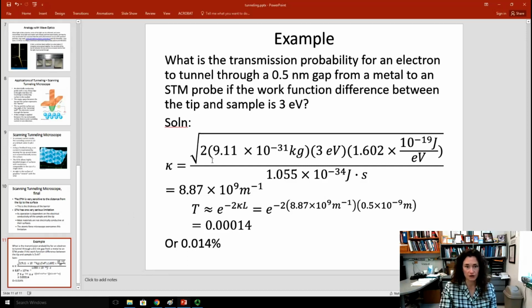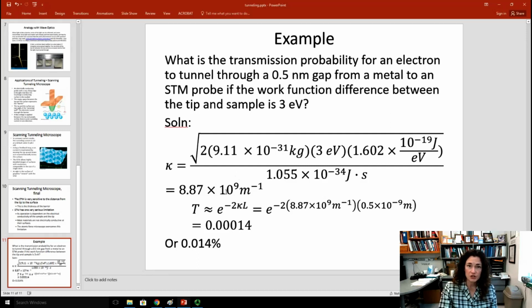So I'm plugging in here 2 times the mass of an electron, 9.11 times 10 to the minus 31 kilograms. And the difference, V0 minus E, is the difference in the work functions here, which is 3 electron volts. And then we multiply that times the conversion from joules to eV, 1.602 times 10 to the minus 19 joules per eV. And then we divide by h bar, which is 1.055 times 10 to the minus 34 joule seconds. When we do that, we solve for kappa, and we get 8.87 times 10 to the 9th inverse meters.